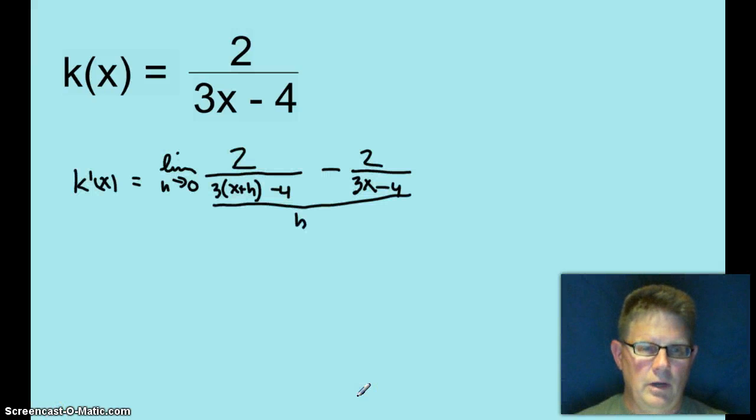Alright, there's k prime of x. Now, in order for us to do this, we're going to have to get a common denominator with that and with that. So we need to multiply this numerator and denominator by this denominator. We're going to need to multiply this numerator and denominator by this. So go ahead and do that and try to simplify as best as you can, and then come back. Go ahead and pause.